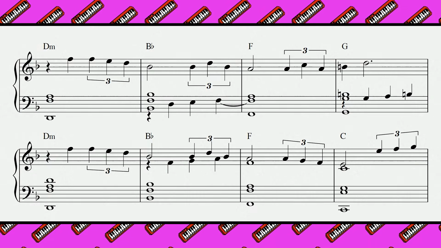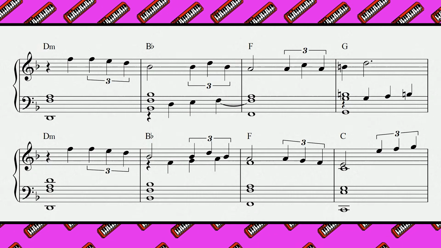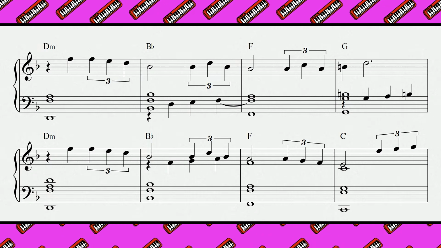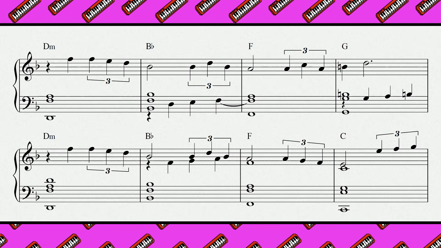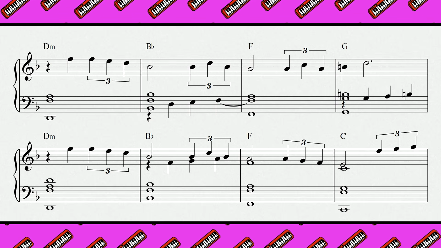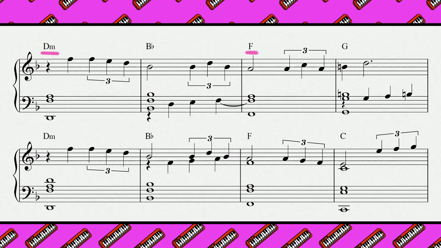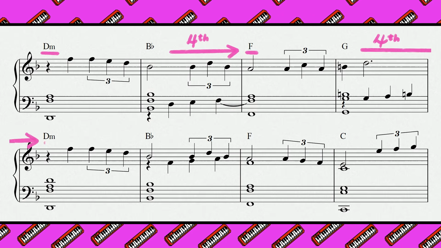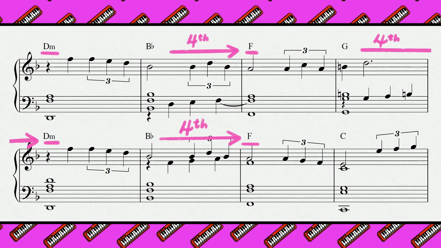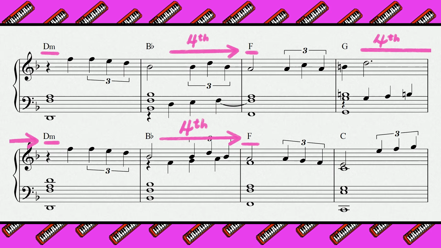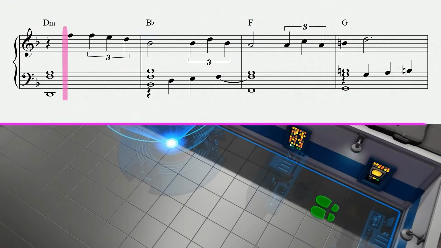Starting off in the key of D minor, we see this section move through a very modern pop-sounding progression. D minor to B flat to F to G, D minor to B flat to F to C. We emphasize first the D minor, then its relative major F chord through fourth motion, tipping back and forth between the relative minor and major sounds in a more brute force approach to tonal ambiguity.